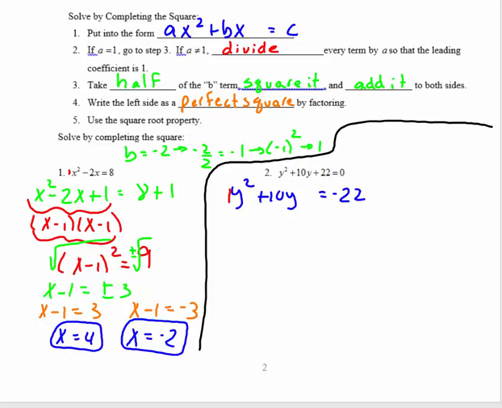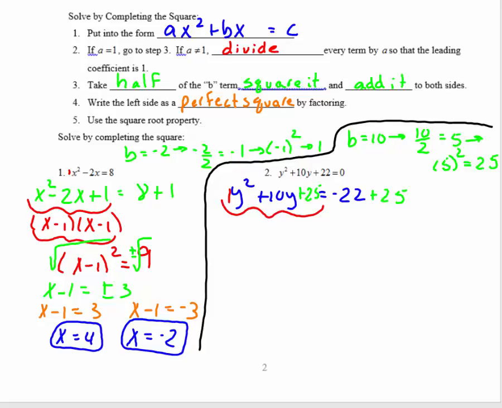Third step is to find out what b is, so let's go through that step. b is 10. Then we're going to take half of 10, so 10 divided by 2 is 5. And then what do we do with the 5? We square it, and we're going to get 25, and we'll add 25 to both sides. So we'll add 25 to the left, and we'll add 25 to the right. Again, the reason why we do that is because the left-hand side should now be factorable.